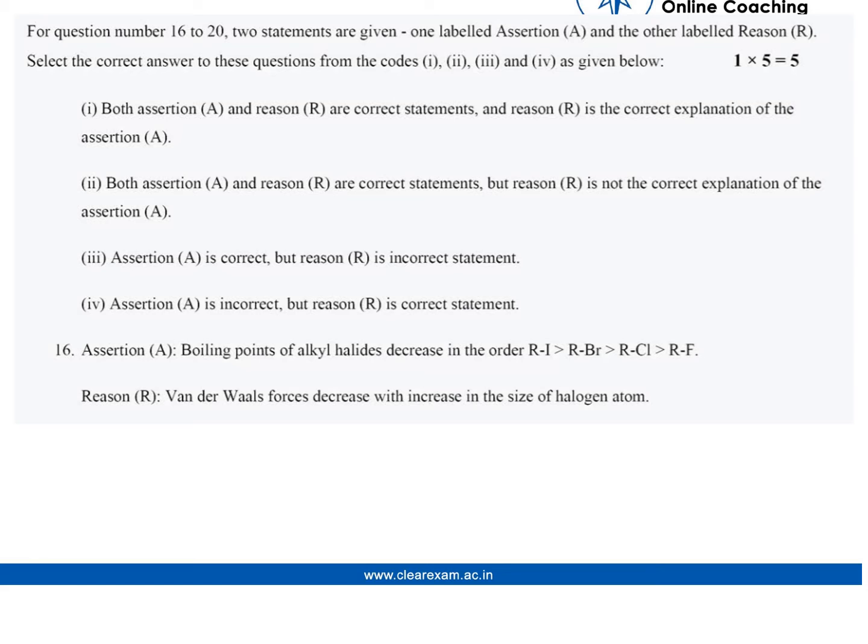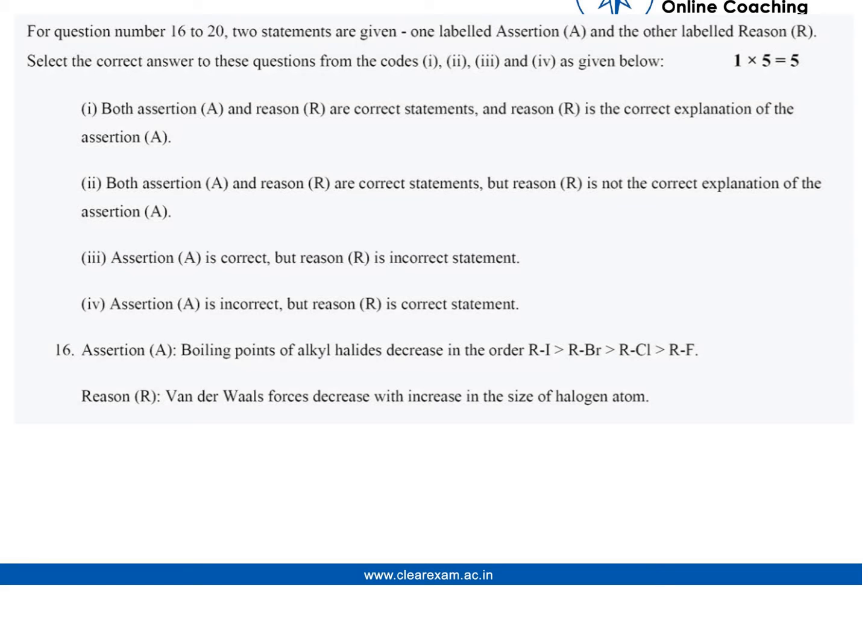Second, both assertion and reason are correct statements, but reason is not a correct explanation of assertion. Third option, assertion is correct, but reason is an incorrect statement. And fourth, assertion is incorrect, but the reason is a correct statement.